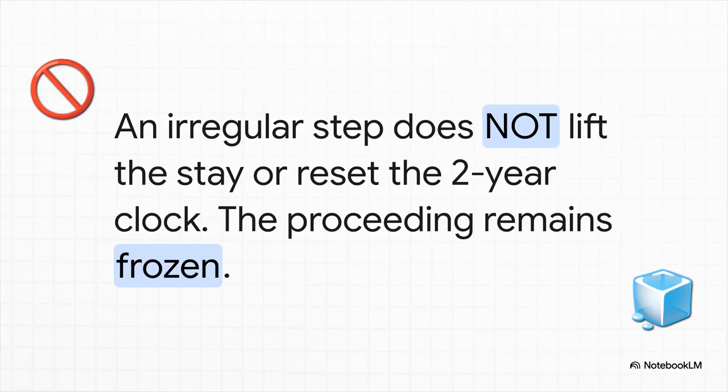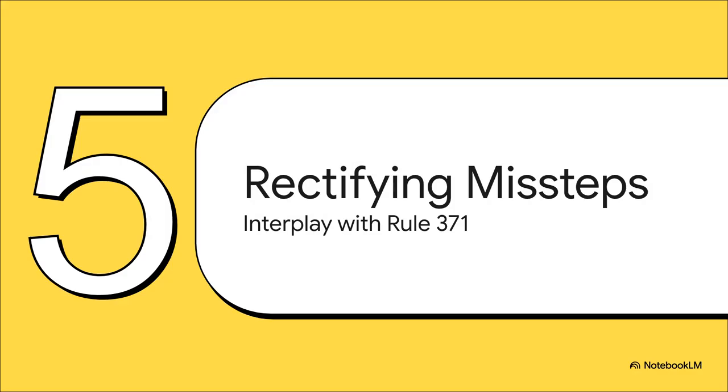So let's be absolutely clear on this. This is the key takeaway for your exam. If you take a step in breach of Rule 389-2, you have achieved precisely nothing. It does not count as a step, it does not restart the clock, the case is still frozen solid, and it's going to stay that way until a judge says otherwise. So, an irregular step is a big nothing burger.